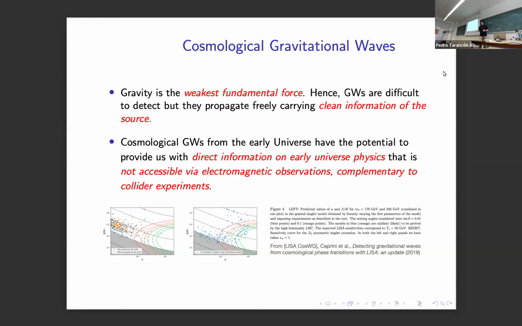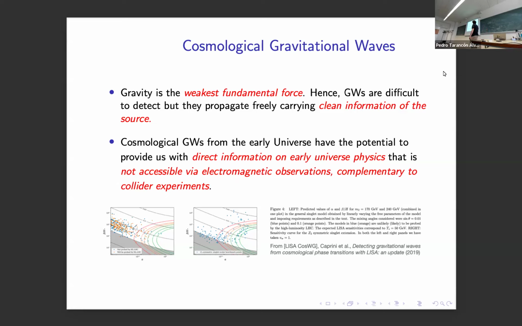But at the same time, it is very interesting, because it means that whenever such a gravitational signal has been produced, the gravitons would propagate almost without any interaction. Therefore, they would be freely carrying very clean information about the source. So if we observe this gravitational background from the early universe, we are going to be able to go much beyond the CMB. This will provide us with direct information on very early universe physics that is not accessible via electromagnetic observations, and that can also be complementary to collider experiments.